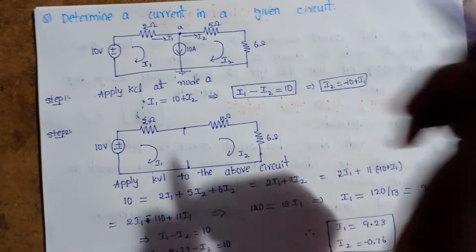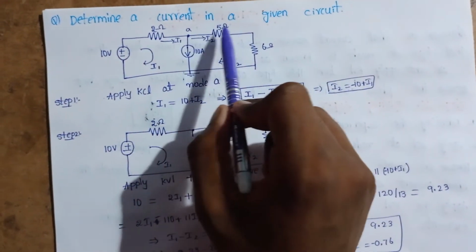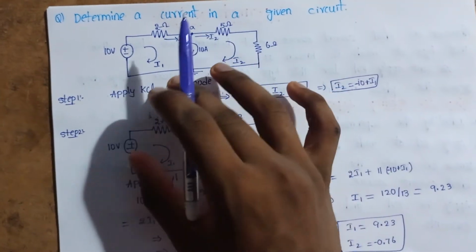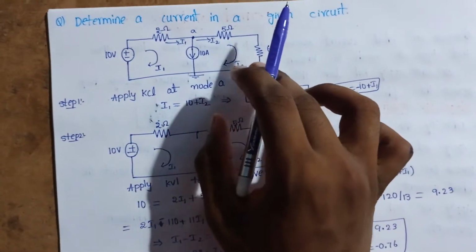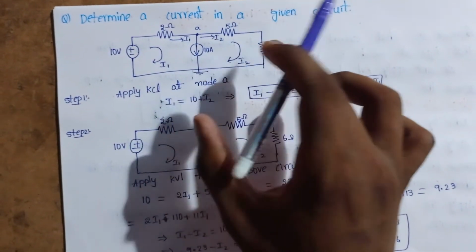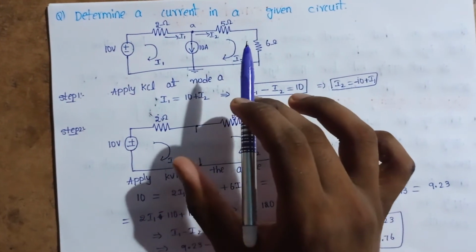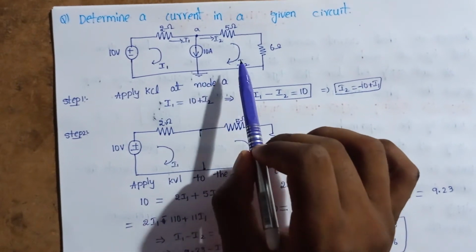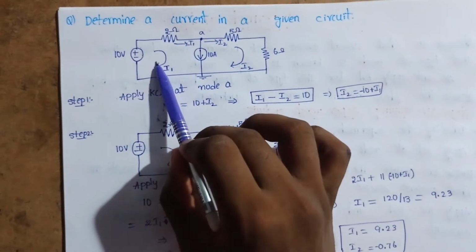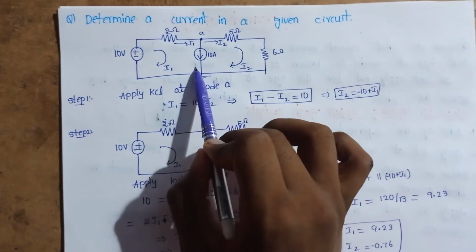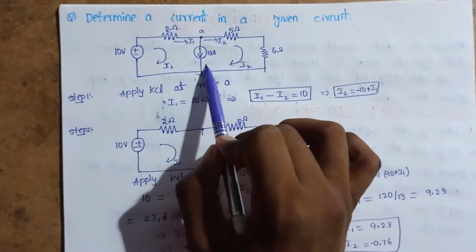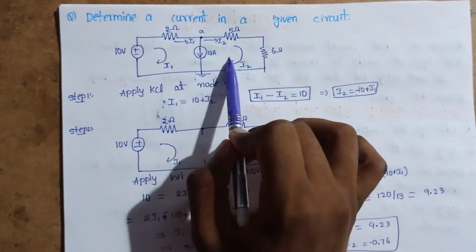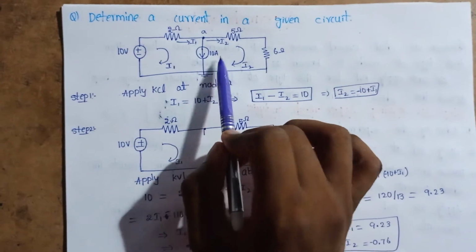Let's see an example problem. Determine the currents in the given circuit. First, we have to identify whether a super mesh is present in this circuit or not. A super mesh means an ideal current source is present between two loops. Here we have two loops, loop 1 and loop 2. An ideal 10 ampere current source is present between these two loops, so this type of loop is known as a super mesh.